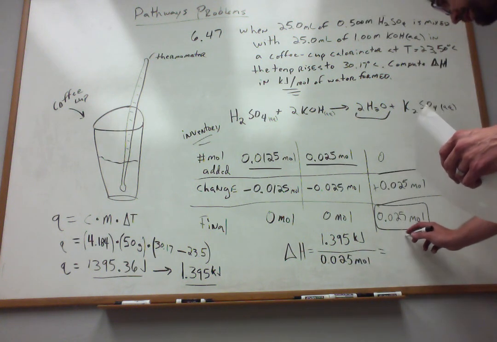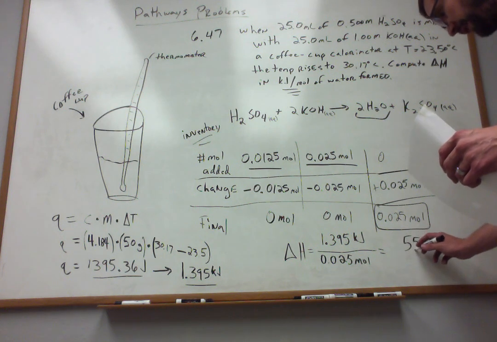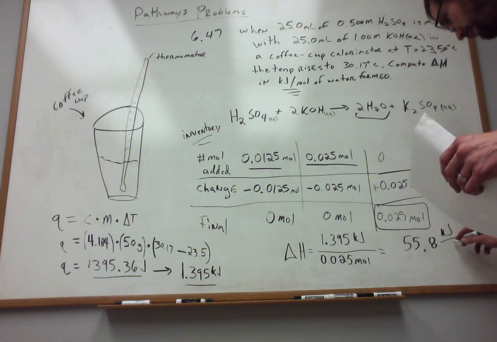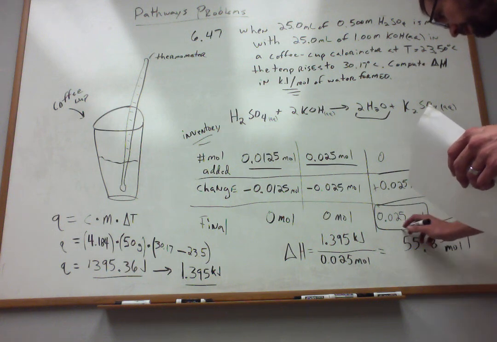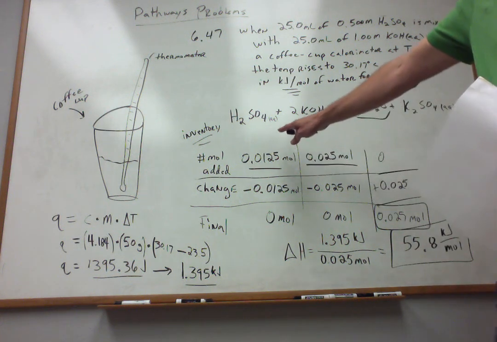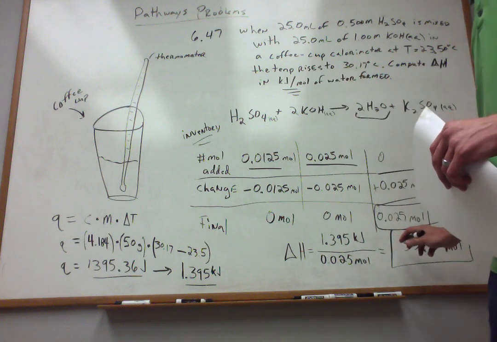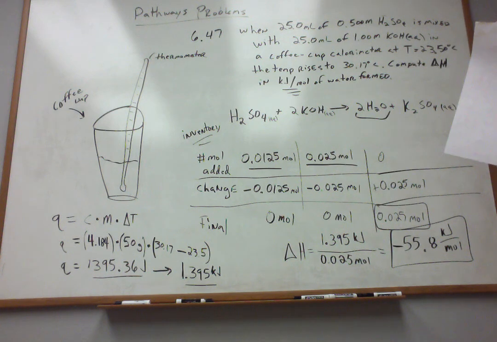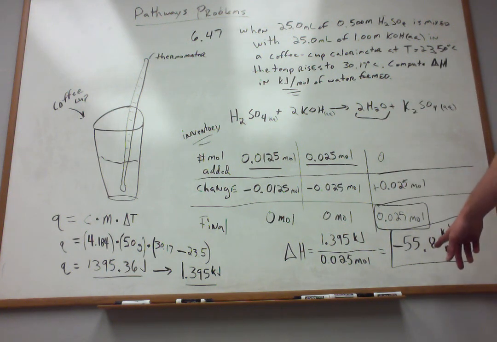So I just have to do the math. Turns out if I do that, I get 55.8 kilojoules per mole. And since the temperature rose during the experiment, we know the reaction's exothermic, and it should be associated with a negative sign. Oftentimes it's said that the heat of neutralization to make a mole of water is about 55.8 kilojoules per mole. It's exothermic, so it's negative, right?